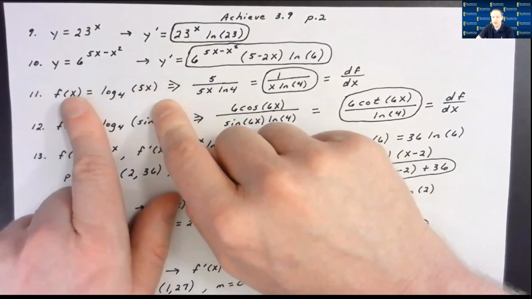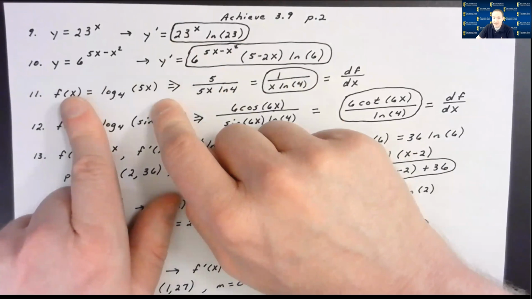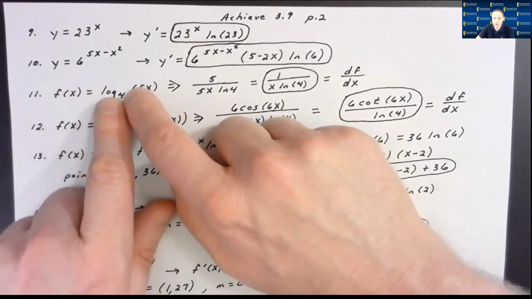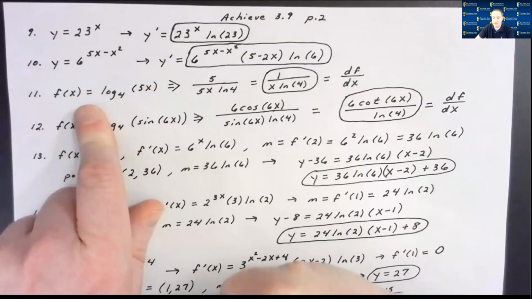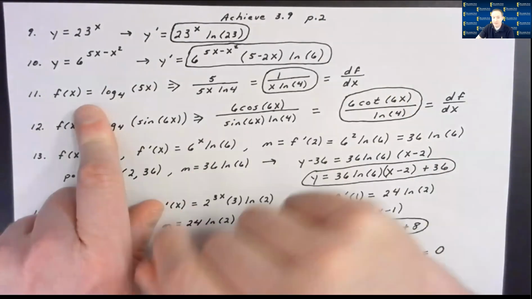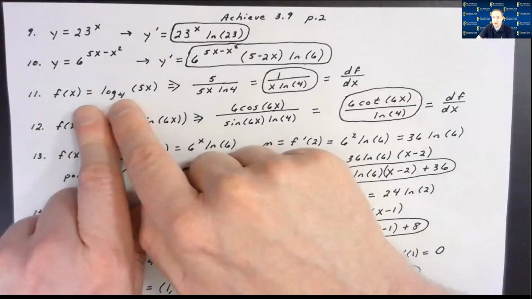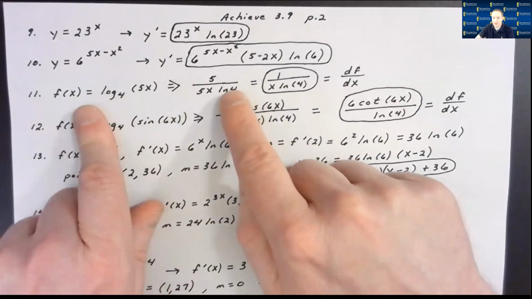So all that you're going to have to do for any logarithm of any base is take the derivative the exact same way you would if it was a natural log, with the exception that you're going to put the natural log of the base in the denominator.